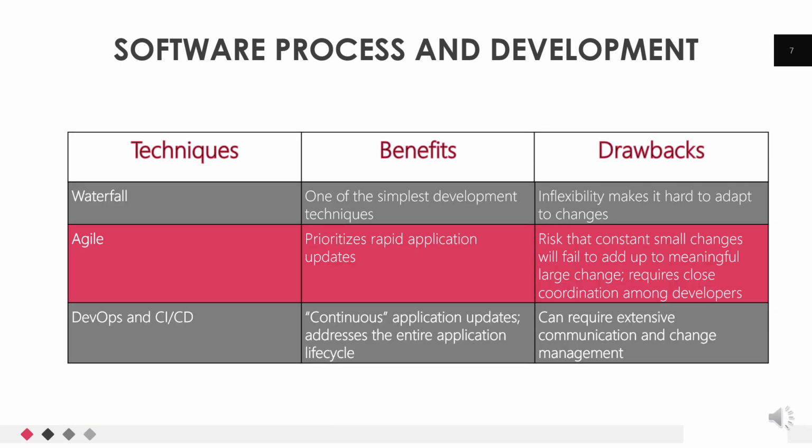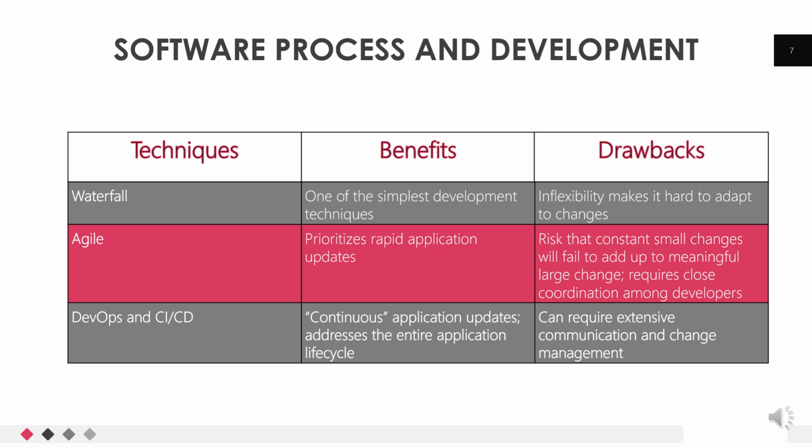Let us now move towards discussing the importance and drawbacks of the techniques used in software development. The first technique is the waterfall model. It is one of the simplest development techniques, but its inflexibility makes it harder to adapt to changes, making it less suitable for evolving projects. The next technique is Agile.